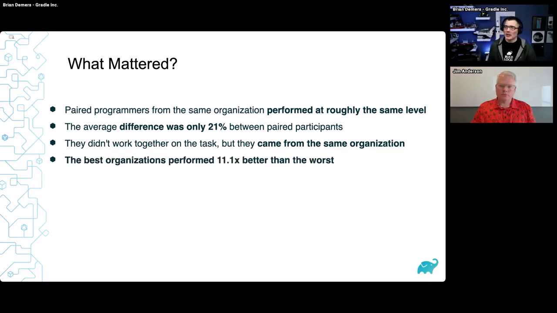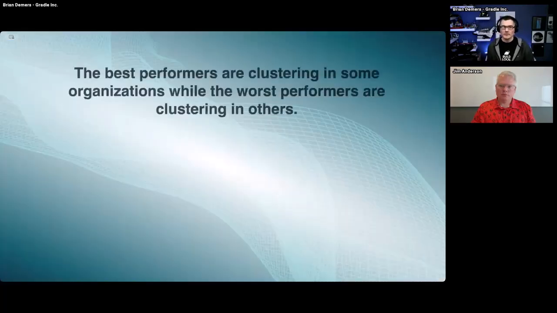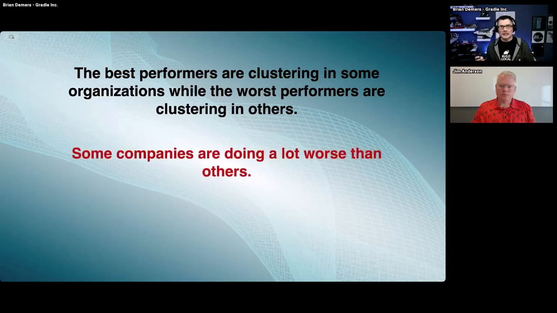But the best organizations outperformed the worst by a factor of 11.1 times, right? So again, this is our 10x number. Basically, you're more likely to work similar to your coworker than somebody else. We'll get to the reasons for this. But this also means that the great companies out there are attracting great talent. So we're clustering great talent, but we're also clustering not so great talent. Our corporate environment and culture has a lot to do with how we work and how productive we are.